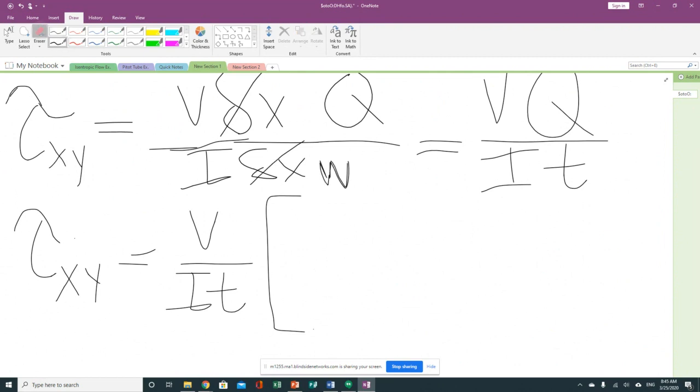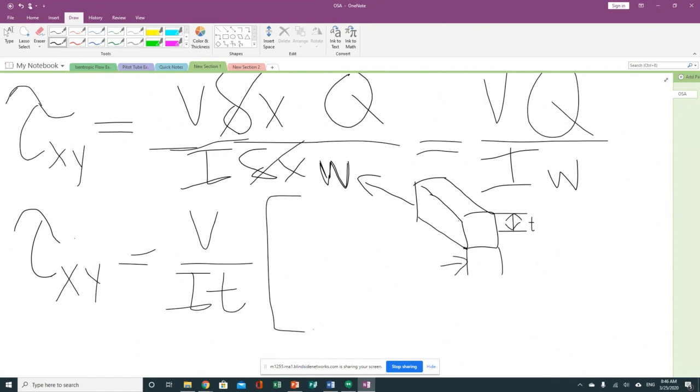I'm sorry. I realized I used the variable t twice for two different things. I'm going to change that to w. So if I have my beam like that, I said that was t, and w is that. Okay, there's the y in there. Are we all clear on that? I'm sorry for the confusion there.